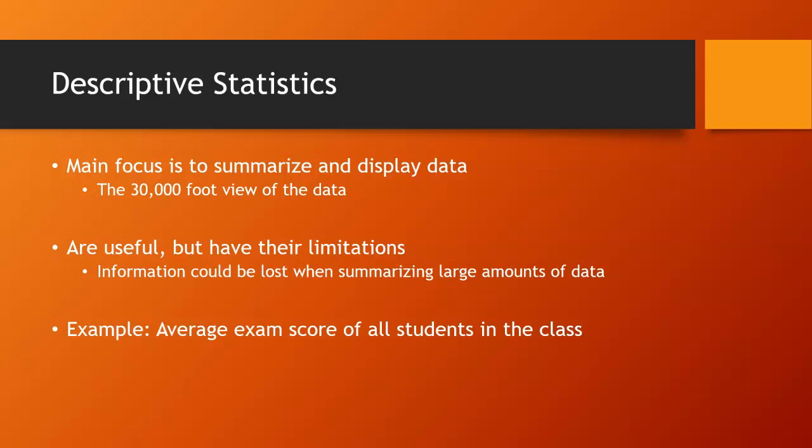So an example of descriptive statistics could be the average exam score of all the students in the class. So let's say half of you in this class get 100% on your exam, and the other half of you get zeros. The average exam score would be 50. So if I just look at that, I would be able to say, okay, well, obviously the students are struggling, but they're getting about half of it right.